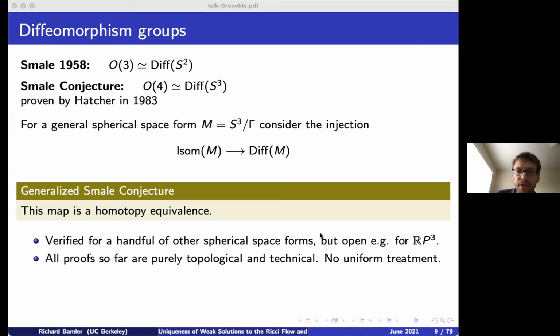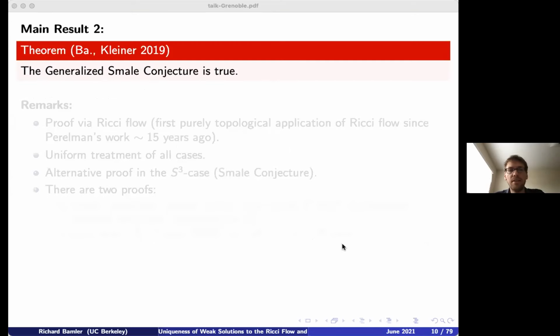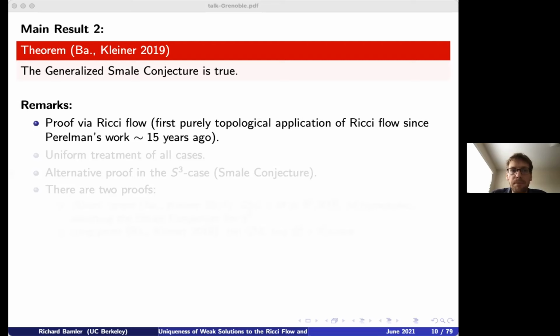But anyway, there was no uniform treatment, and it wasn't done for every spherical space form. Recently this was verified for all spherical space forms by Bruce Kleiner and myself. We showed that the generalized Smale conjecture is true for any spherical space form. This proof was done by Ricci flow, and it was somehow the first purely topological application of Ricci flow since Perelman's work. It also treats all cases uniformly.